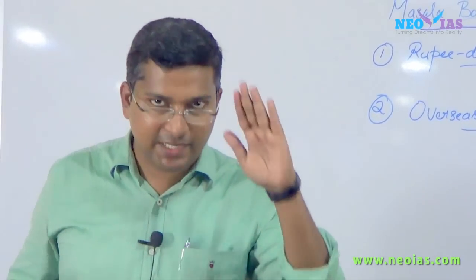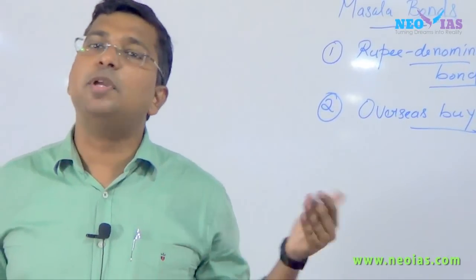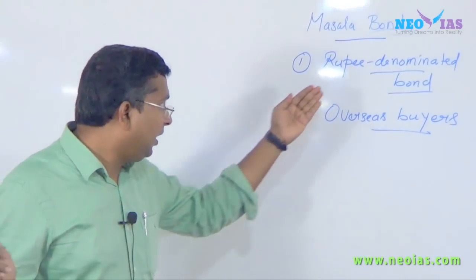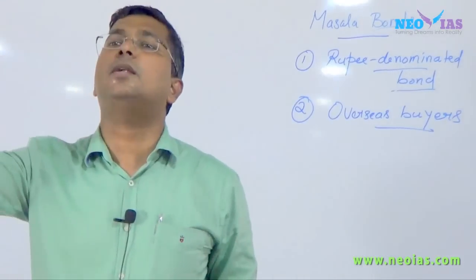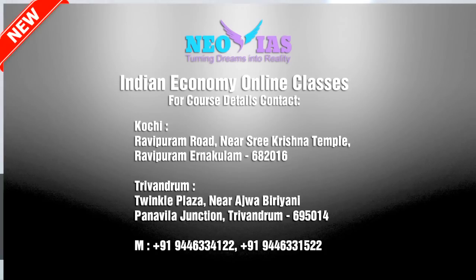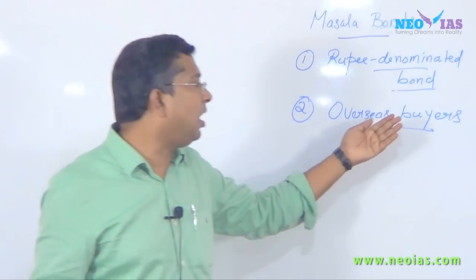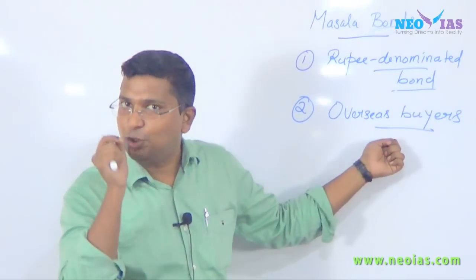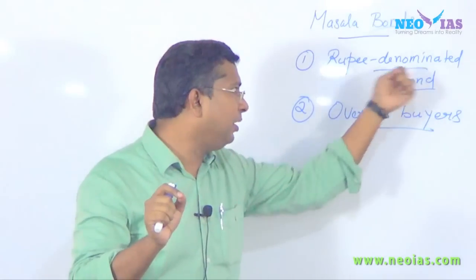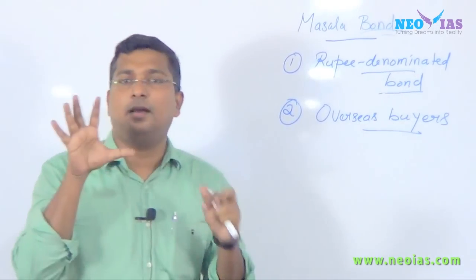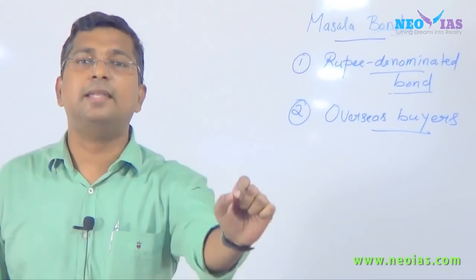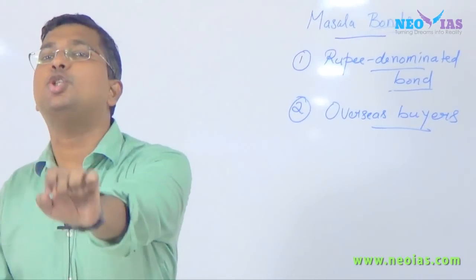Since it is a bond, it's a debt instrument. It can be issued by anyone, but in which denomination is the bond? It's a rupee denominated bond. Secondly, the buyers are overseas people. It means that an Indian company or Indian citizen can't purchase Masala bonds because they are issued only for overseas buyers and the bond is in rupee denomination. So this is the basic feature of a Masala bond, that it is a rupee denominated bond and it is issued to overseas buyers.